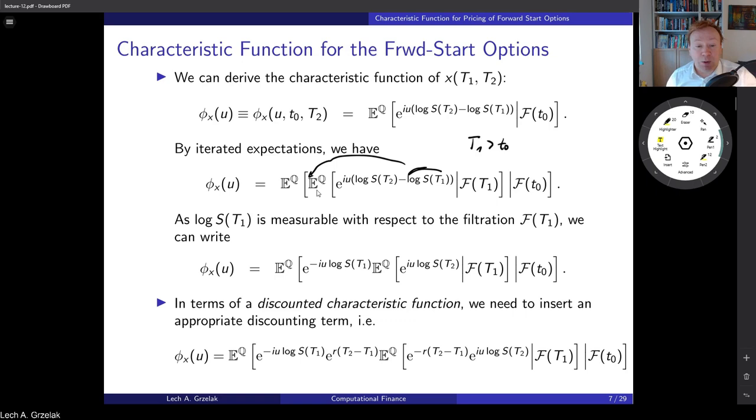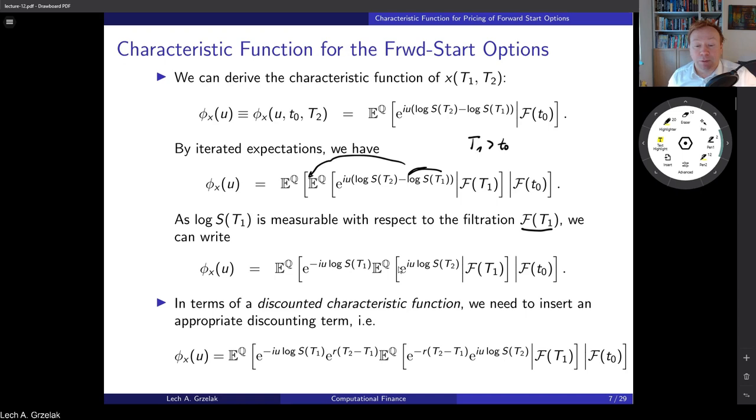Of course, keep in mind that we cannot take it outside here because the filtration here is F(t0), right? So it is still stochastic from the perspective of time T0, but it's not stochastic if we look from the perspective of time T1. Okay, so S(t1) is measurable. This is how we say that something is known at a given time: it is measurable with respect to the filtration F(t1). So we take this exponent of minus iu log S(t1) outside this inner expectation, and this is what we have here.